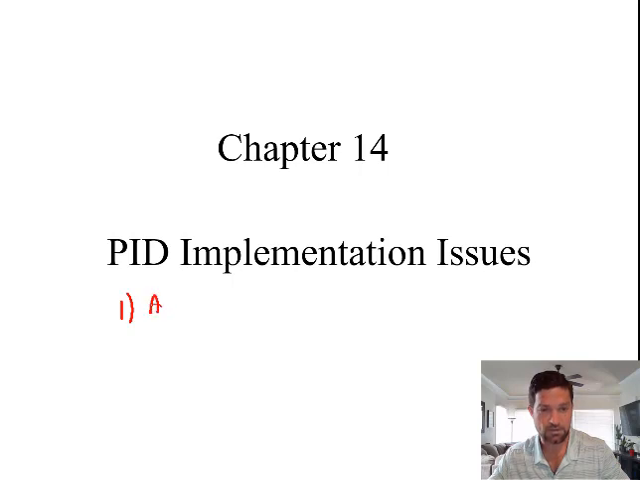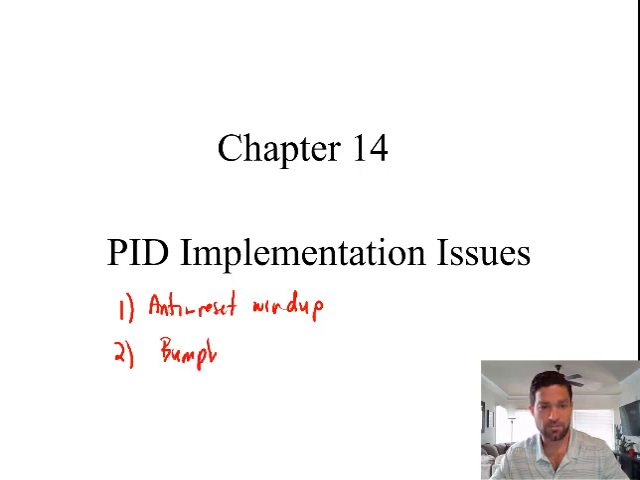Okay, the first is what's called Anti-reset Windup. Anti-reset Windup is a strategy to prevent an accumulated error in the integral term from causing your system to overcorrect. The second strategy is called Bumpless Transfer. Bumpless Transfer is used to help with things like startup and set point changes to prevent the process from behaving a little crazy. And the third strategy is what's called split flow control.